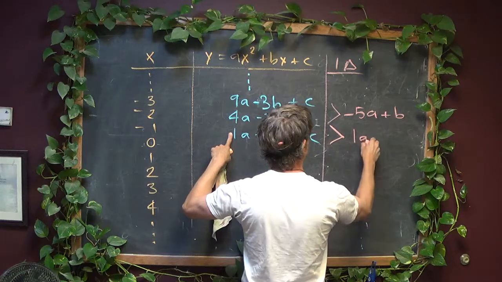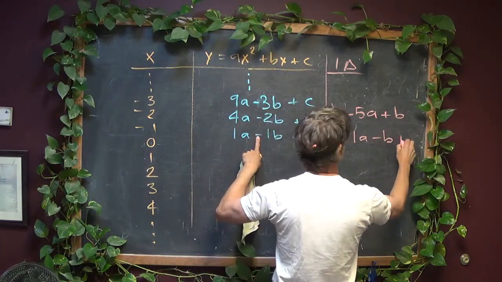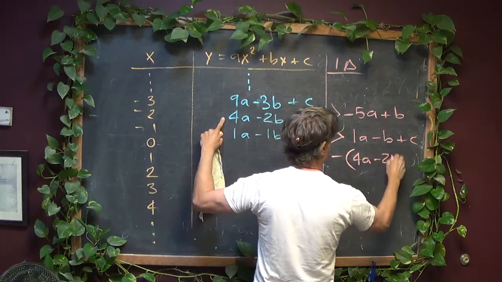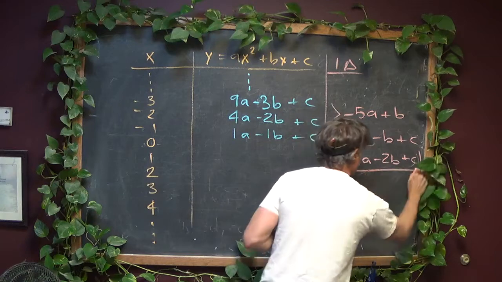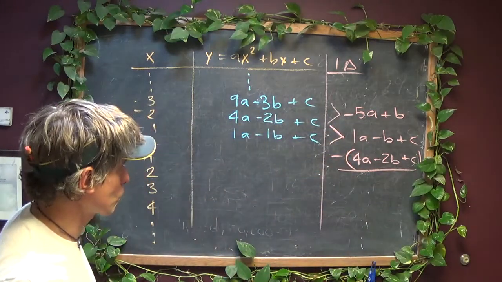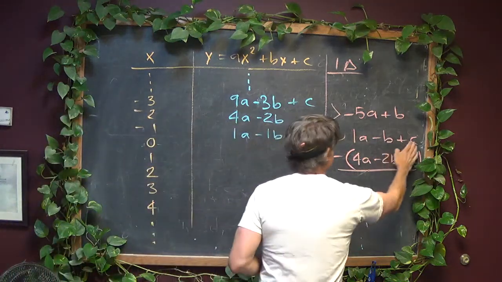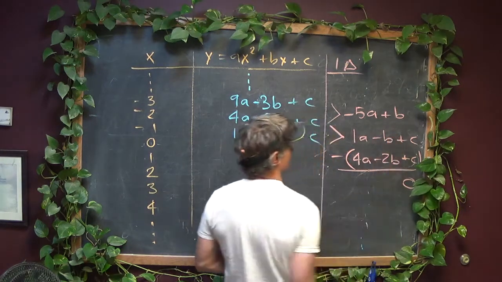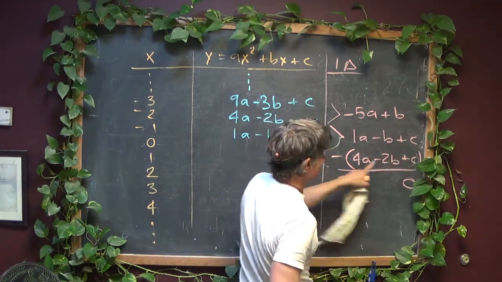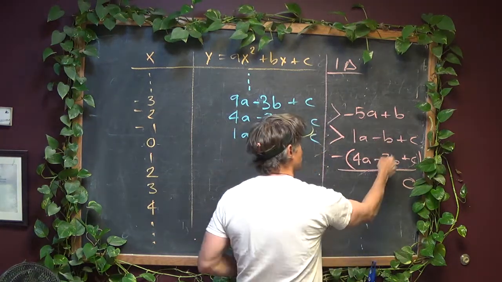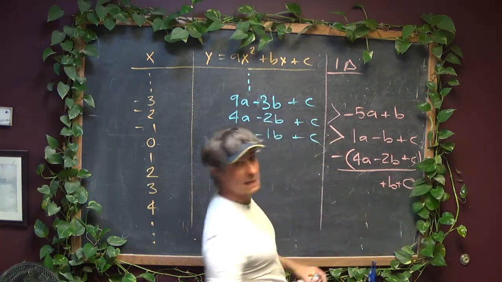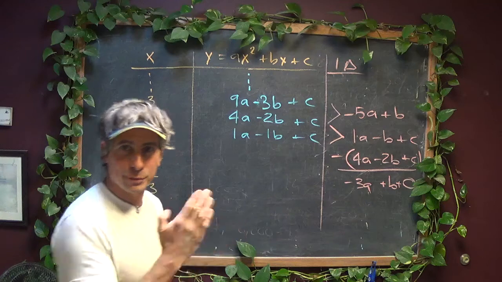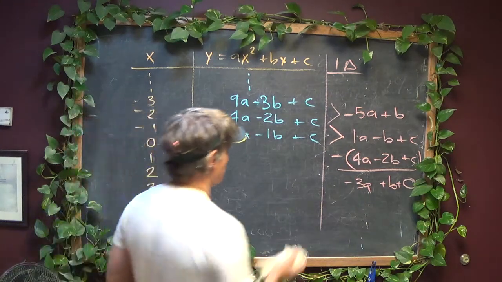Okay, let's do something similar for the next one, which would be this one minus that one. So we've got 1a minus 1b plus c minus this one, 4a minus 2b plus c. Subtracting these, c minus c gives us 0. -b minus -2 gives you a positive 2. So -1 plus 2 again gives you a plus b. That's kind of nice. And then you've got 1 minus 4, which is -3a. So I got -3a plus b.